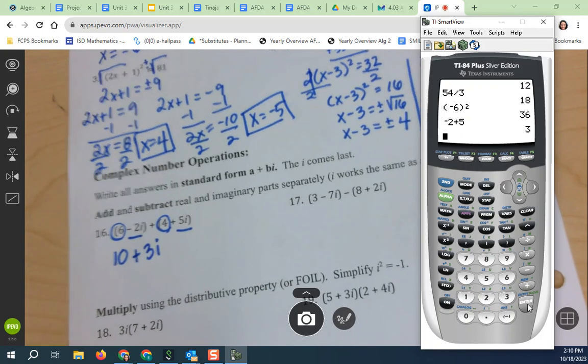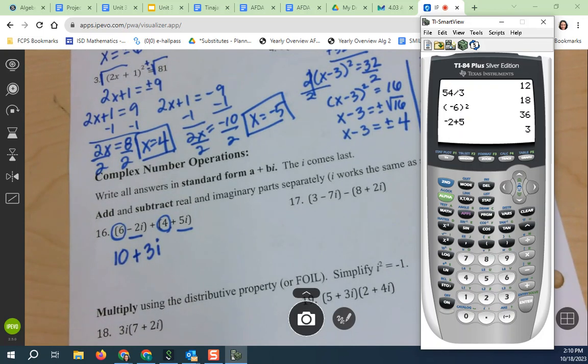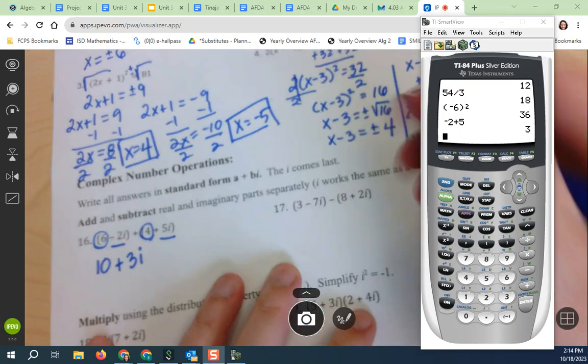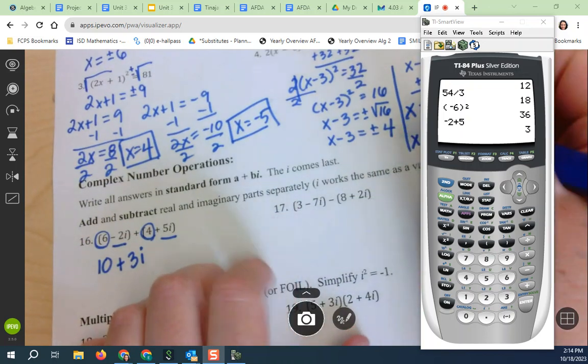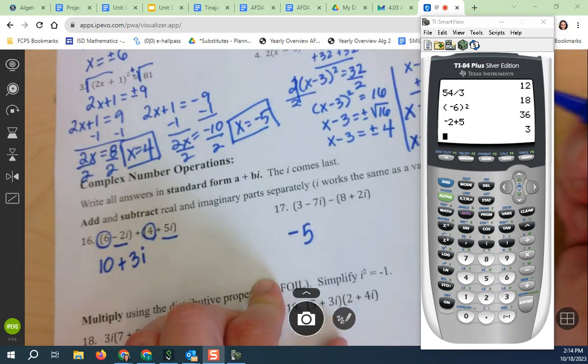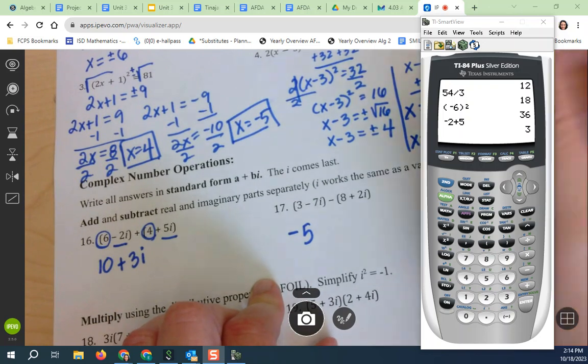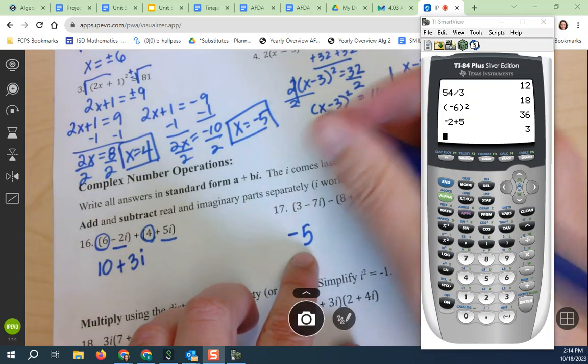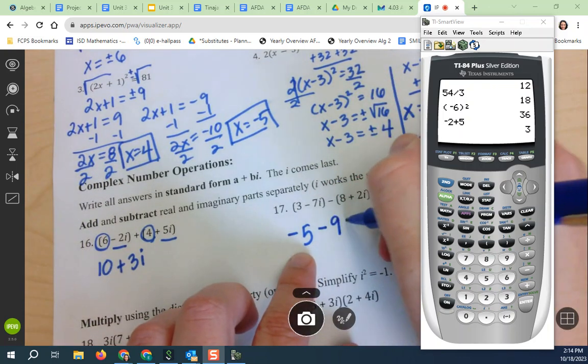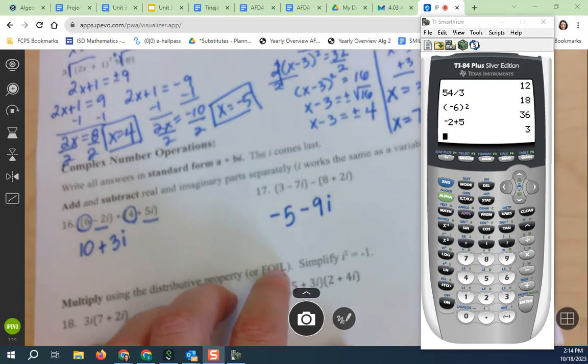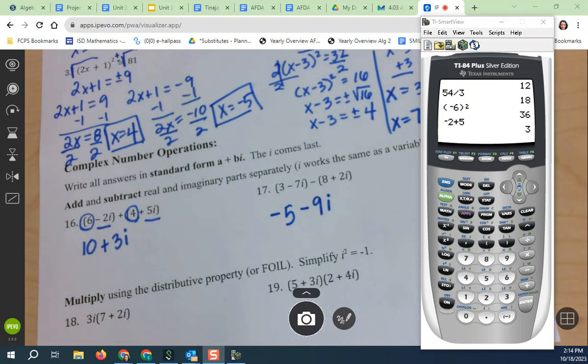All right? Try 17. Only combine the like terms. We didn't have one last time. All right. So combining like terms, 3 minus 8 is negative 5. Negative 7i minus 2i. You can use your calculator if you're not sure, but that is negative 9i. So remember, I'm just combining like terms. But when you multiply everything, you don't just combine like terms.